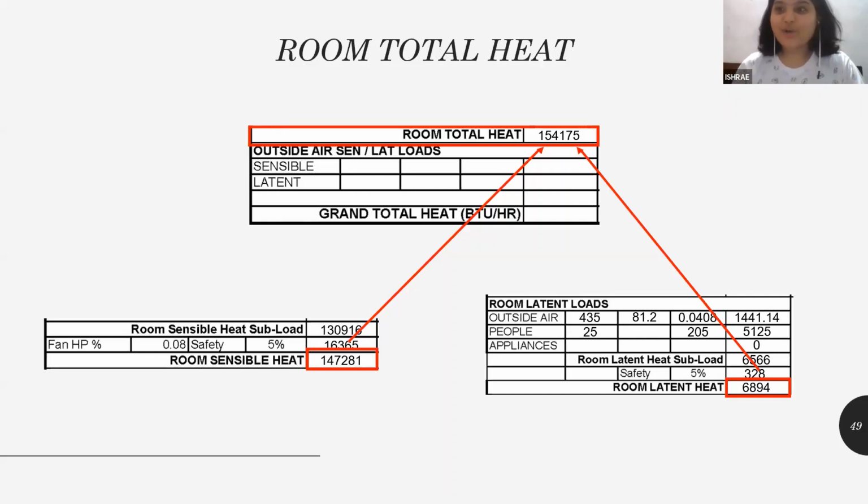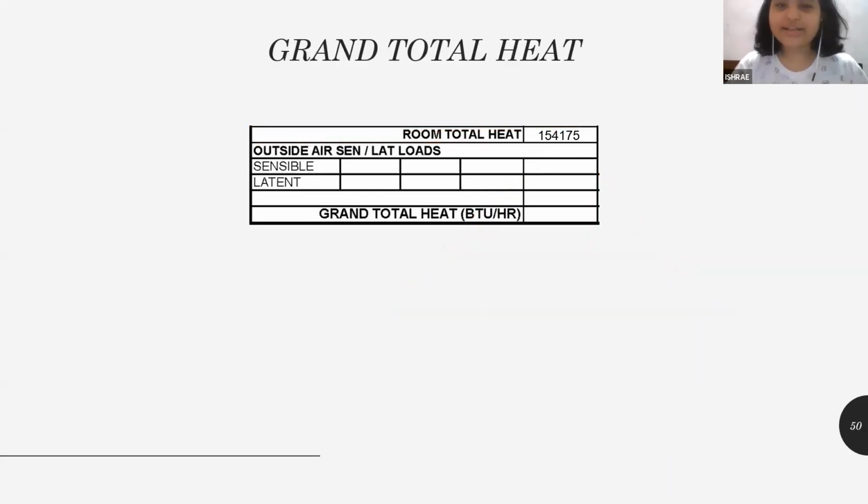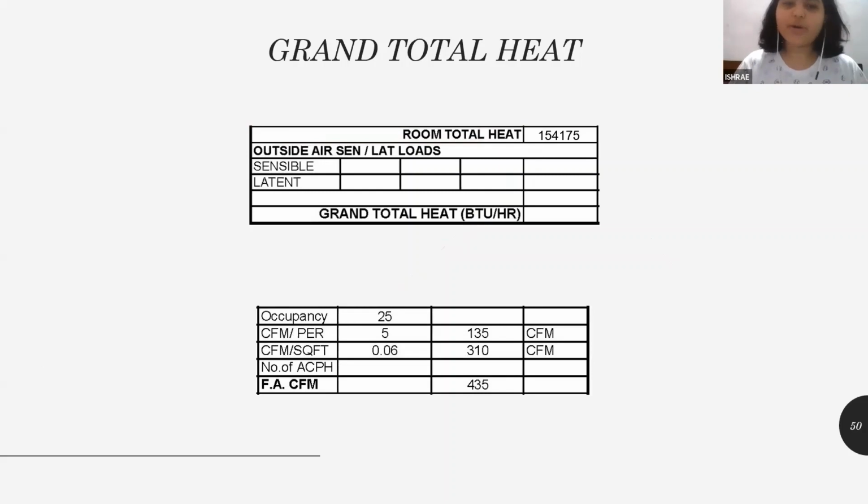let us talk about the amount of air that is being passed over the coil. What do I mean by that? You can see this particular section called outside air, sensible load, latent load. Now, this is the amount of air that is passing over the coil.